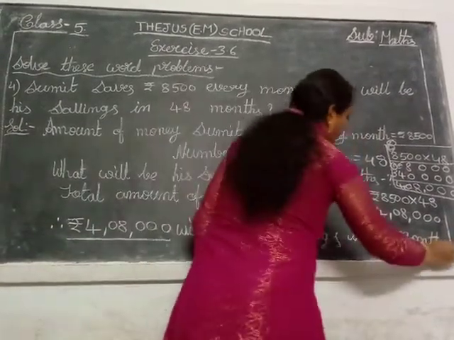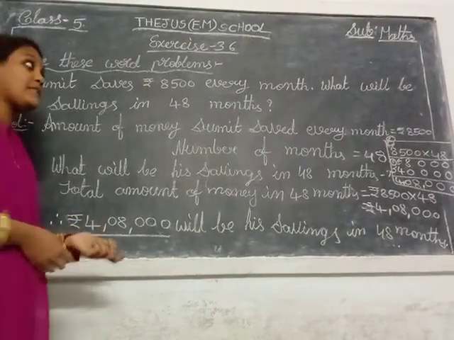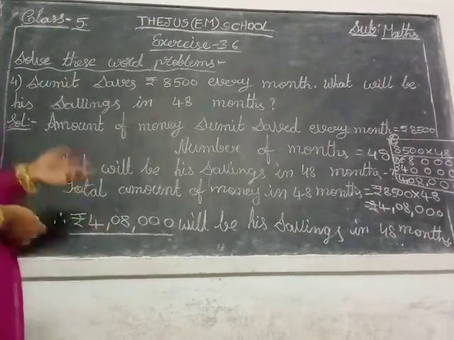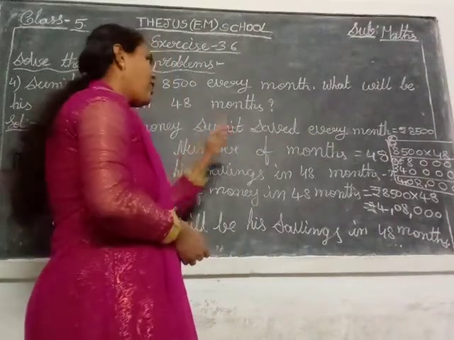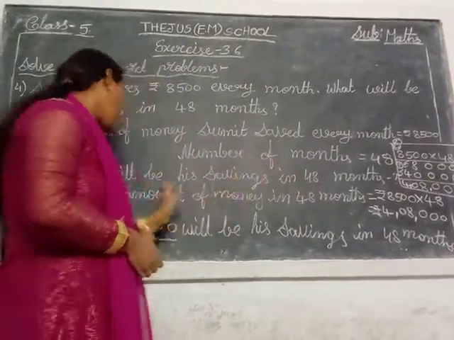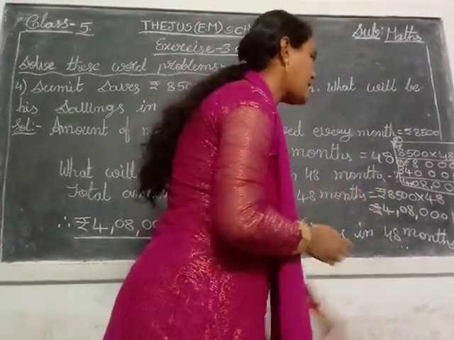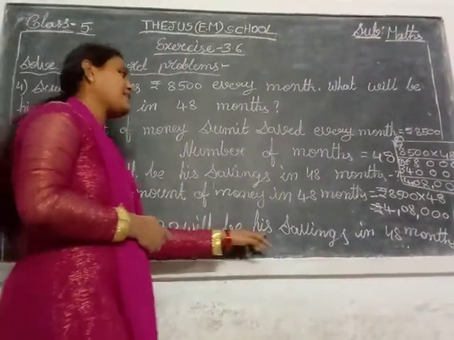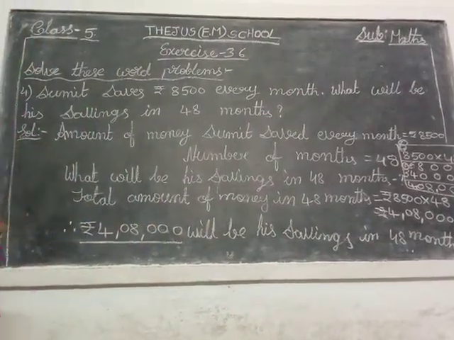So full stop. Okay, children, he asked only 1 month 8,500 rupees he saved. Like that way, in 48 months how many rupees is the savings? So here the amount of money Sumit saved every month, the number of months, and what will be his savings in 48 months. Now total amount of money in 48 months, you do the multiplication, the answer becomes 4,08,000. So 4,08,000 rupees will be his savings in 48 months. Okay, children, note this question and answer in your notebooks.